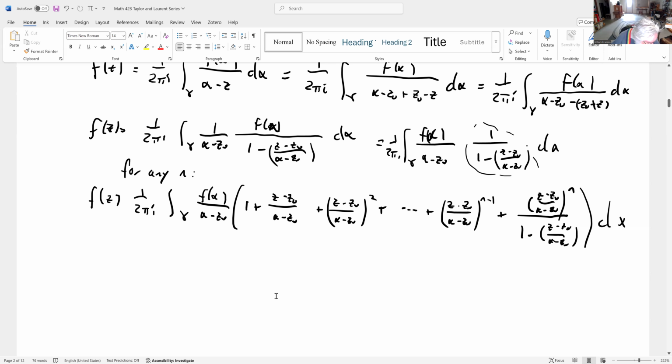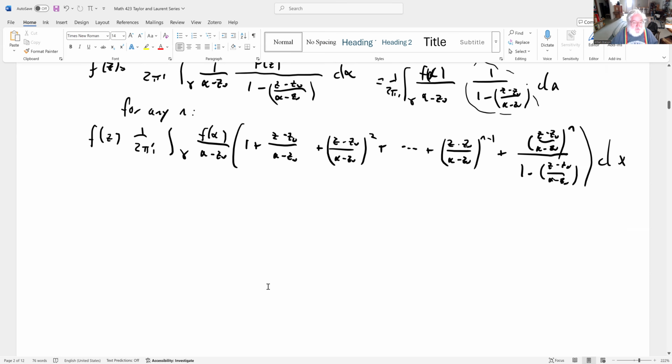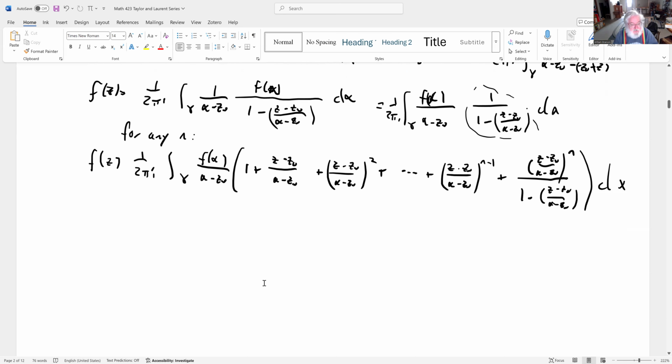Okay, not horrible. So what we can do now is distribute the alpha minus z0. We'll distribute this whole thing and turn it into a bunch of separate integrals. Remember, we only have a finite number of integrals here. There's n, so we can just integrate them one at a time.